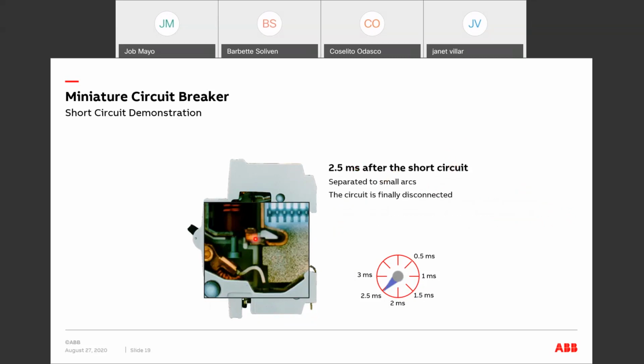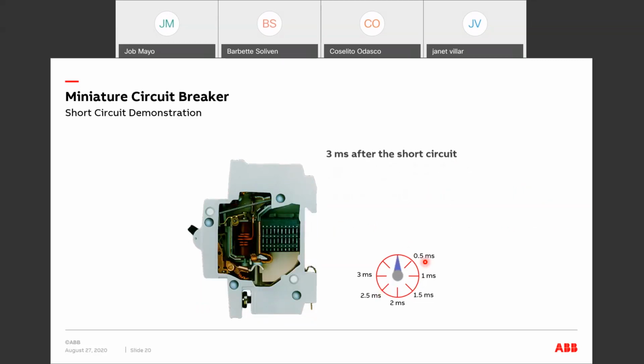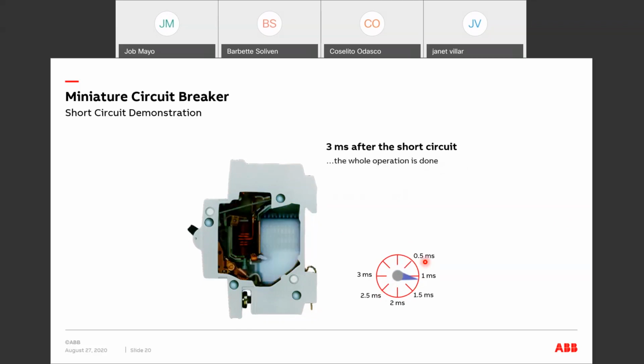As you can see, the contacts are now separated. It's as quick as 2.5 to 3.5 milliseconds. So I think this is one of the fastest breaking times for a miniature circuit breaker, 2.5 to 3.5 milliseconds.